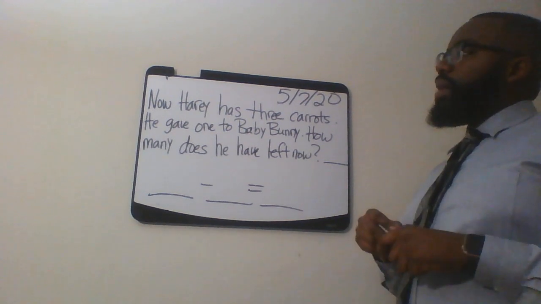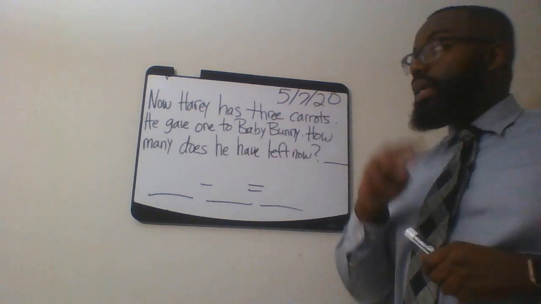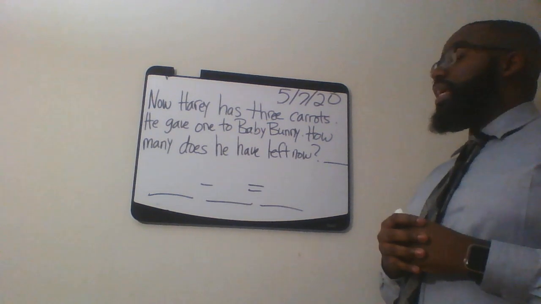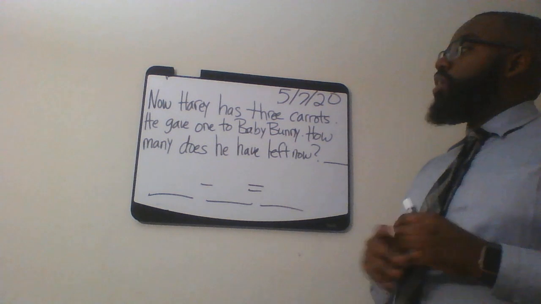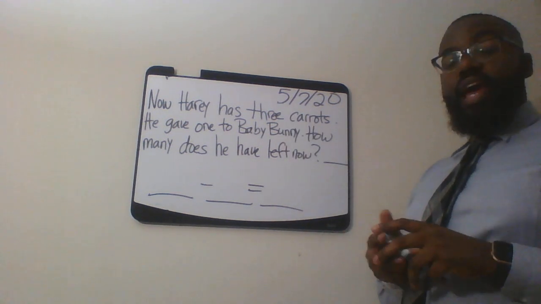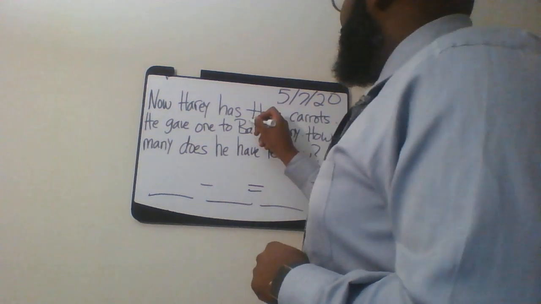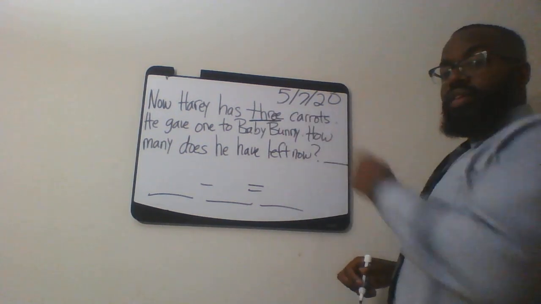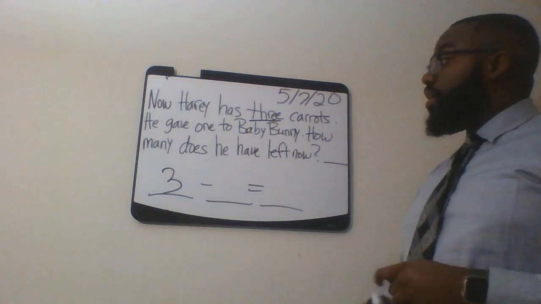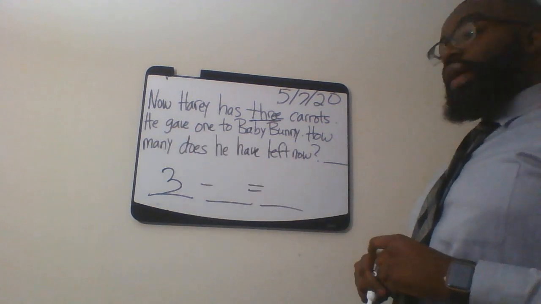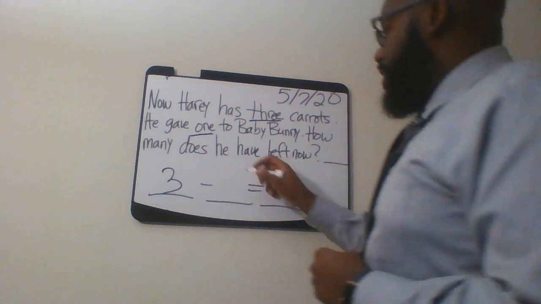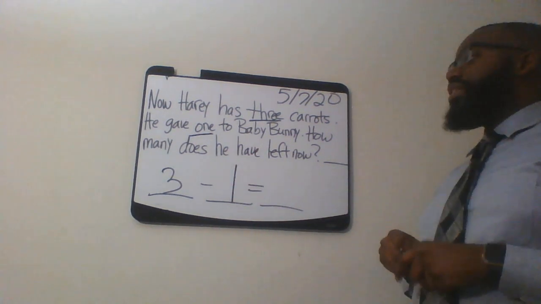So let's get started on the next word problem. Now, Harry has 3 carrots. He gave 1 to Baby Bunny. How many does he have left now? Let's break it down. Go back to the first sentence. Harry has 3 carrots. 3 is a number word, so we'll underline the word 3, and then we will write the number 3 right there. Sentence number 2. He gave 1 to Baby Bunny. 1. That's another number word, and you'll write 1 right there.